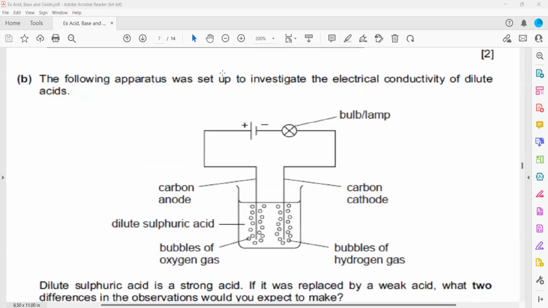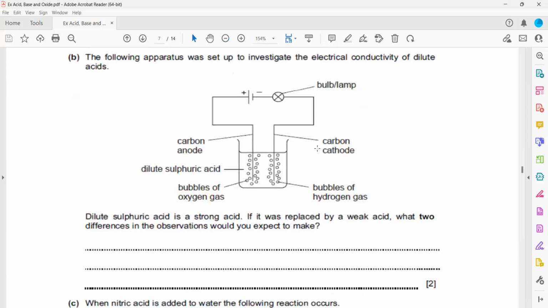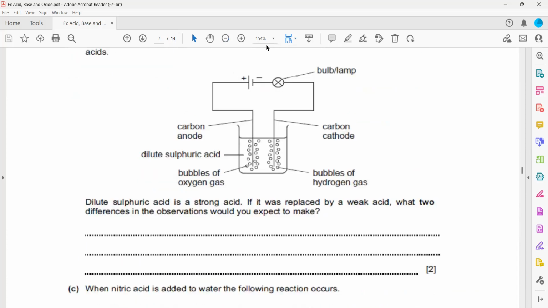In part B, the following apparatus is there to investigate electrical conductivity. Dilute sulfuric acid is a strong acid. It was replaced by a weak acid. In what two ways is it different? Because a weak acid contains few ions, it will affect the intensity of the light emitted from the bulb. So the bulb's light intensity will decrease, or it will be dim, and there will be slow bubble formation.